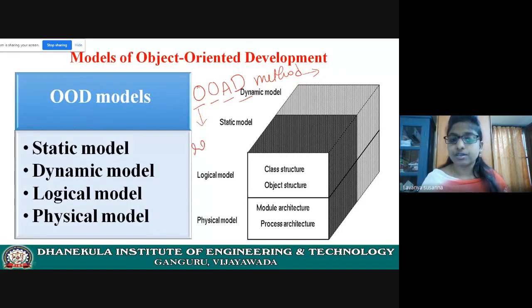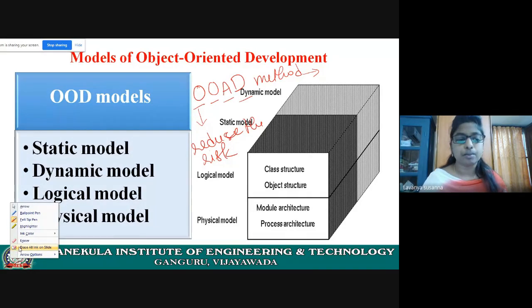It will also reduce the risk in developing the software. Okay, OOAD, the Object Oriented Analysis and Design Method, is the best method for decomposing the complex system, and it will also reduce the risks.